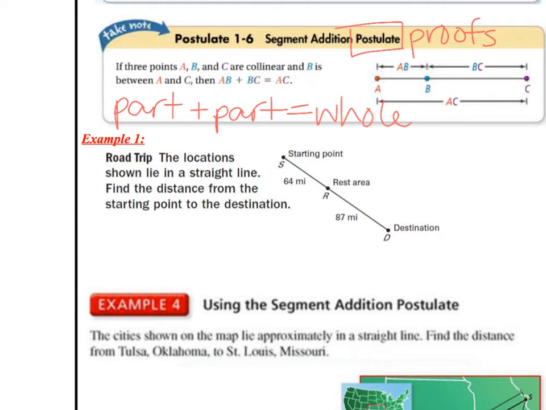The locations shown lie in a straight line. Find the distance from the starting point to the destination. Someone please raise your hand. What should I do? Garen, what do I do? You add 64 and 87 together to get 151. Yep. Part plus part is a whole.